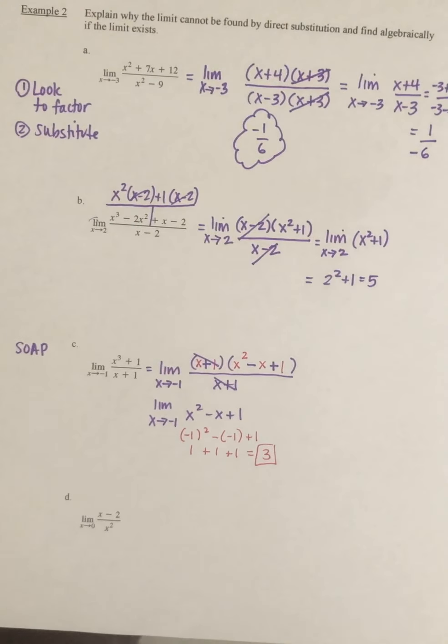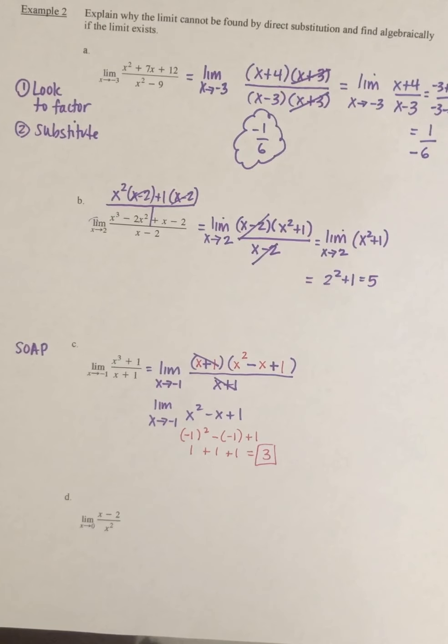So again, the difficult part is really not in the concept of factoring and substituting. It's the concept of factoring that you forget about. So A, B, and C, right? We look to factor. We cancel any common factors and then substitute into the final answer.